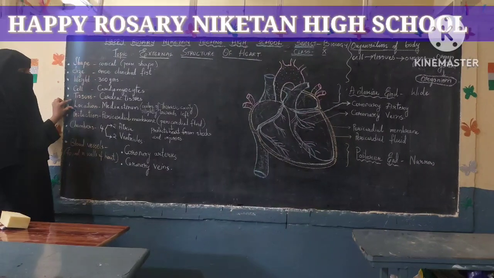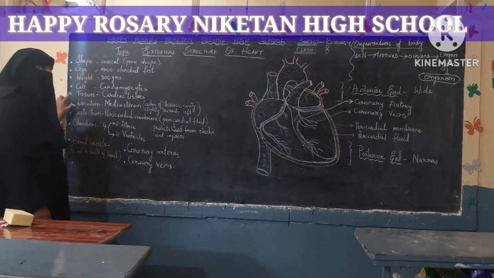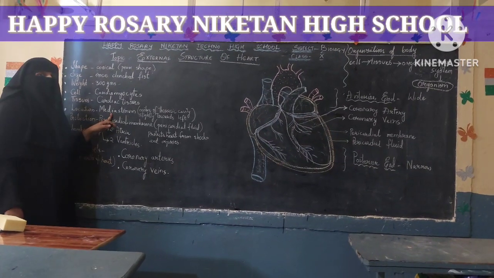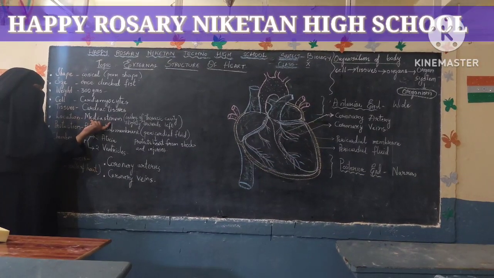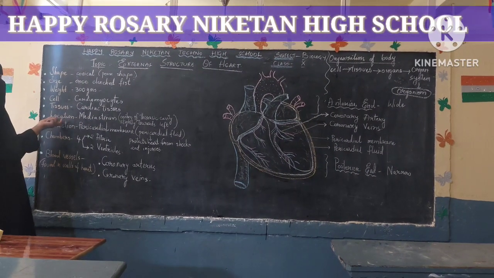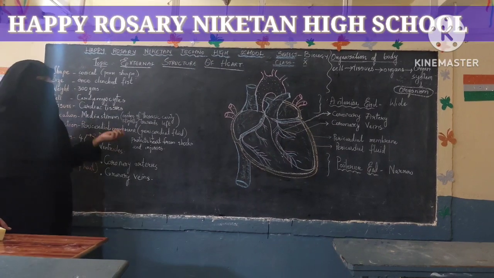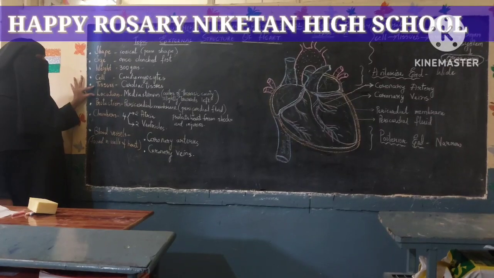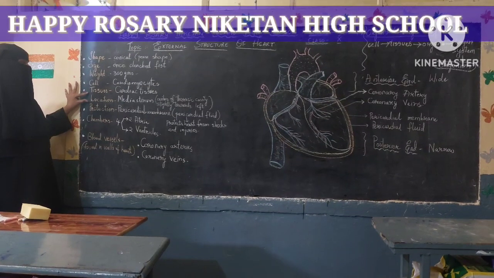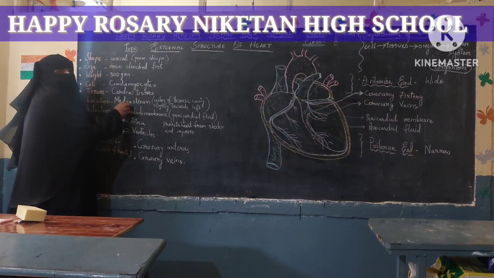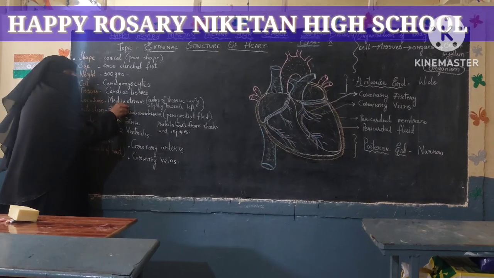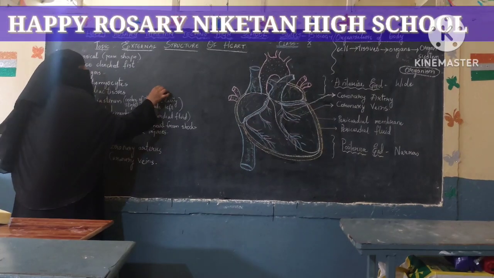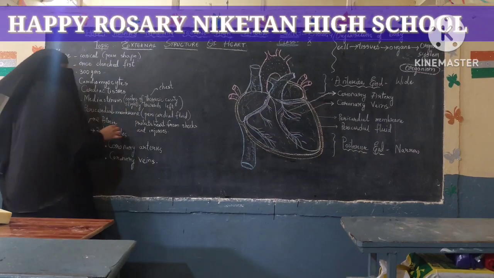Now let us talk about the location. Where is the heart situated in the body? The location of the heart is the mediastinum. The terminological word we use here is mediastinum. What does it mean? It means the position of the heart is in the center of the thoracic cavity, in our chest. What is the mediastinum? The area present in the center of the thoracic cavity. Thoracic cavity means nothing but the chest cavity.